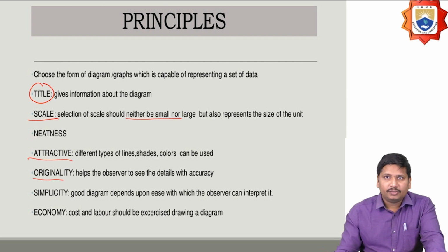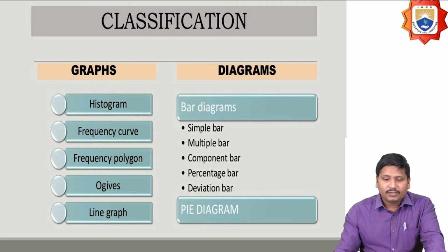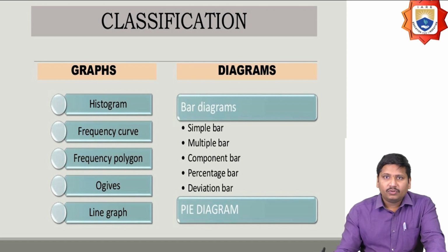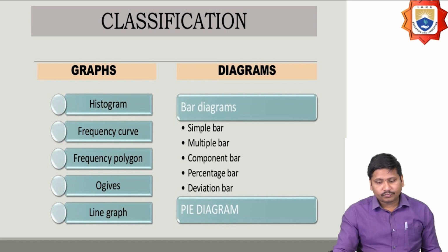Economy, like cost and labor, should be exercised when drawing the diagram. And classification: normally the data to be presented is classified into different types like graphs and diagrams. When it comes to graphs, we're going to see histogram, frequency curve, frequency polygon, and line graph. And when it comes to diagrams, the bar diagram and pie diagram are the two types of diagrams available for representing the data.